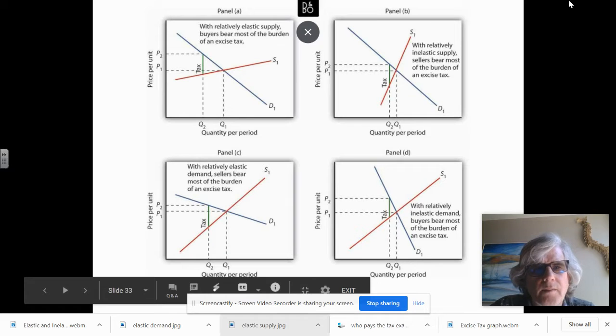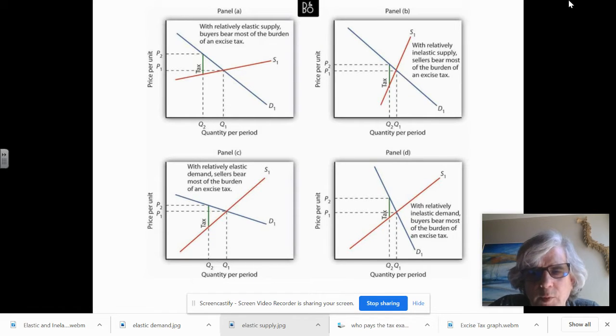So I wanted to basically give you some examples where it's not equal, where in the last example, the buyer paid $1 and then the seller paid $1. So in panel A, there is relatively elastic supply, and then you have, look at the demand. So you have a flat supply. You also have pretty much an elastic demand. Buyers bear most of the burden of the excise tax.